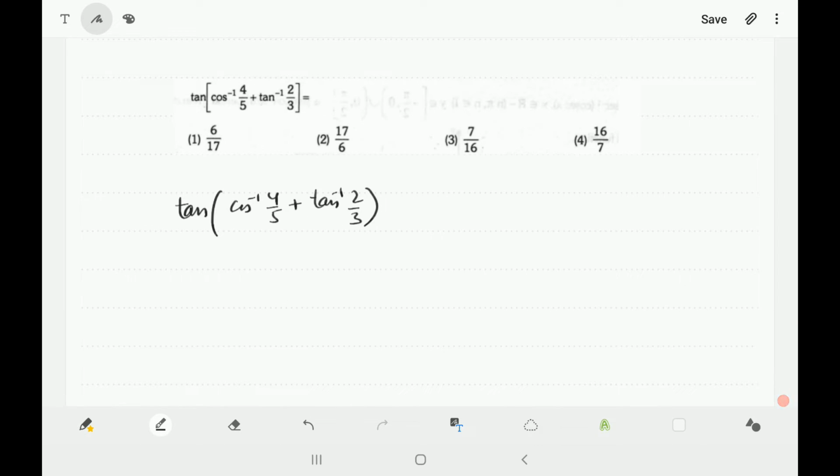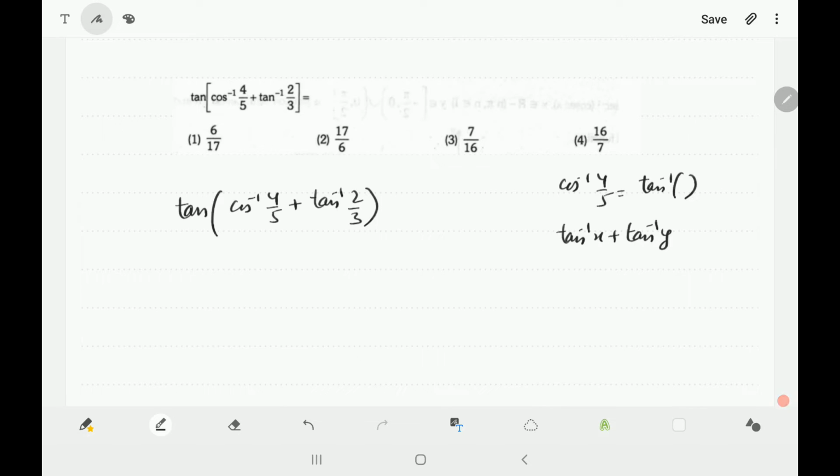In this problem, we have to find the value of tan of cos inverse 4 by 5 plus tan inverse of 2 by 3. We have to use two formulae here. First, we have to convert cos inverse of 4 by 5 in terms of tan inverse. That is the conversion. Second, we know the formula of tan inverse x plus tan inverse y using conditions also.